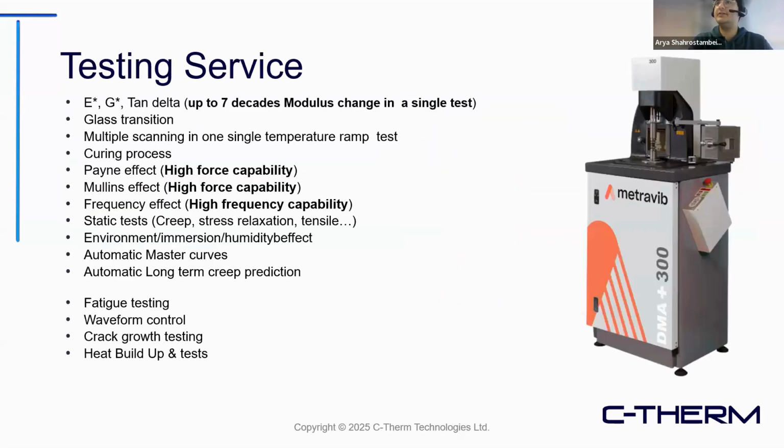And last but not least, here is my slide to wrap up this presentation. Here at C-Therm Technologies, we have a DMA Plus 300 instrument that we provide different kinds of testing. If you're interested in DMA testing for your material, for glass temperature, and master curves, creep behavior, curing process, Payne effect, or Mullins effect, and all those important information that you might need for your research, please feel free to shoot us a message, and we'll be more than happy to do.